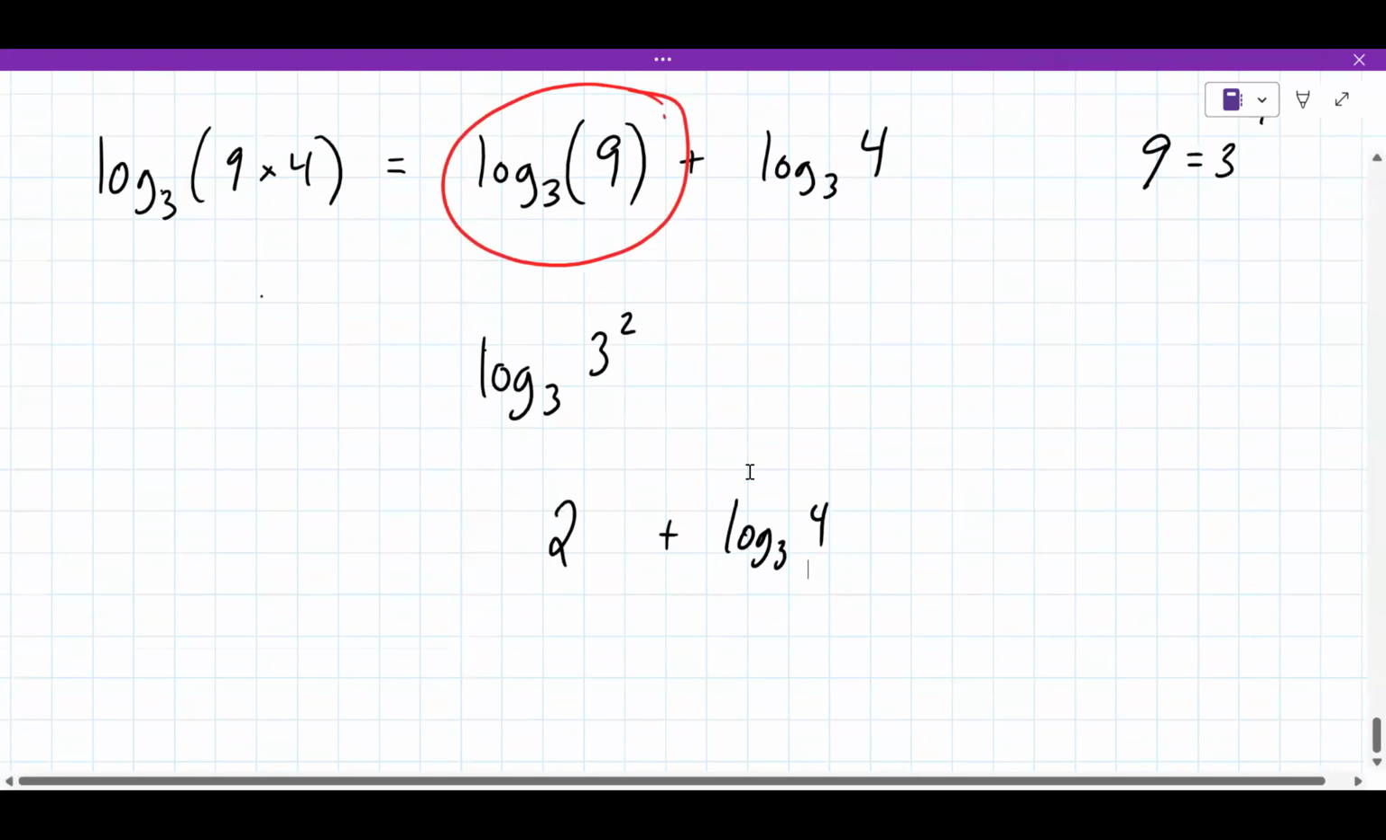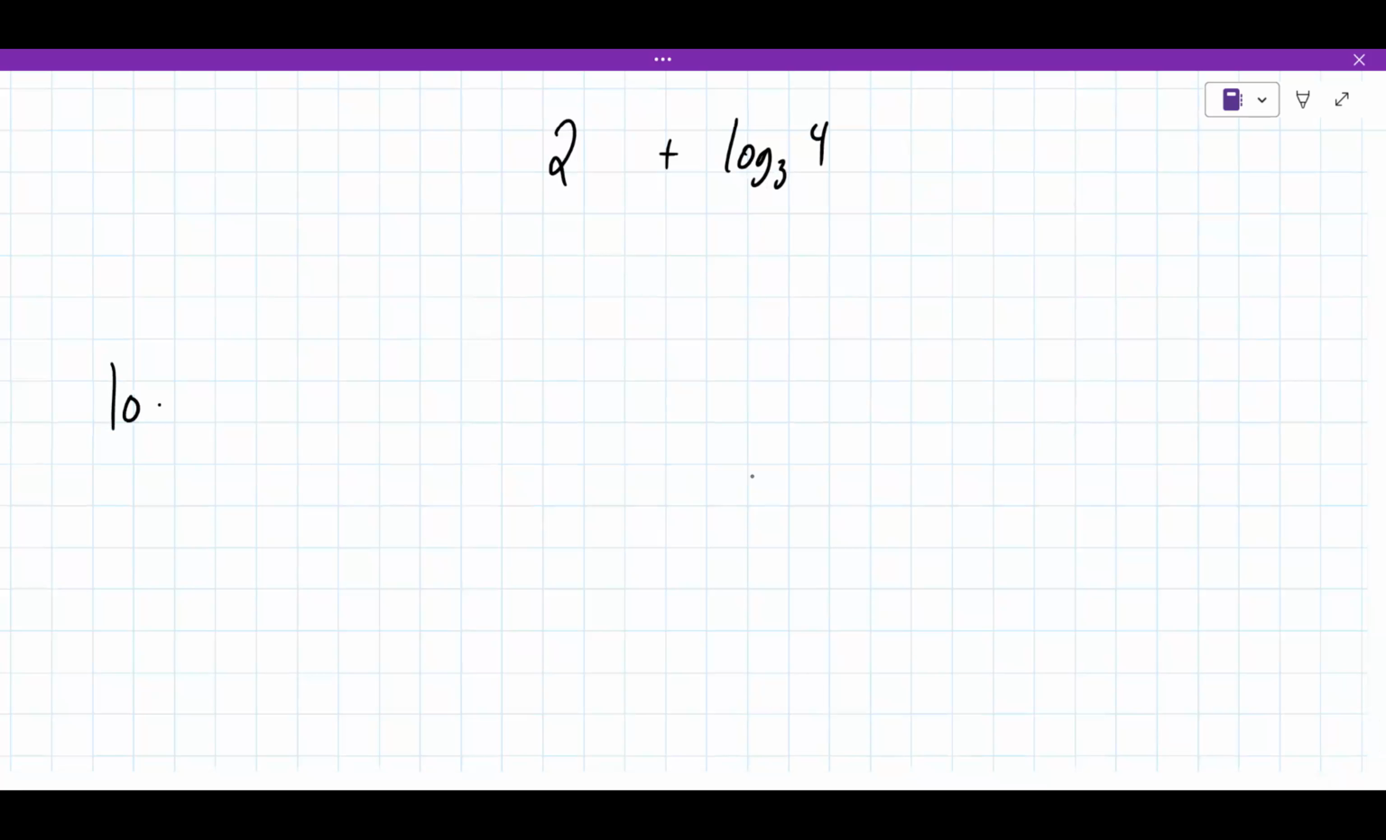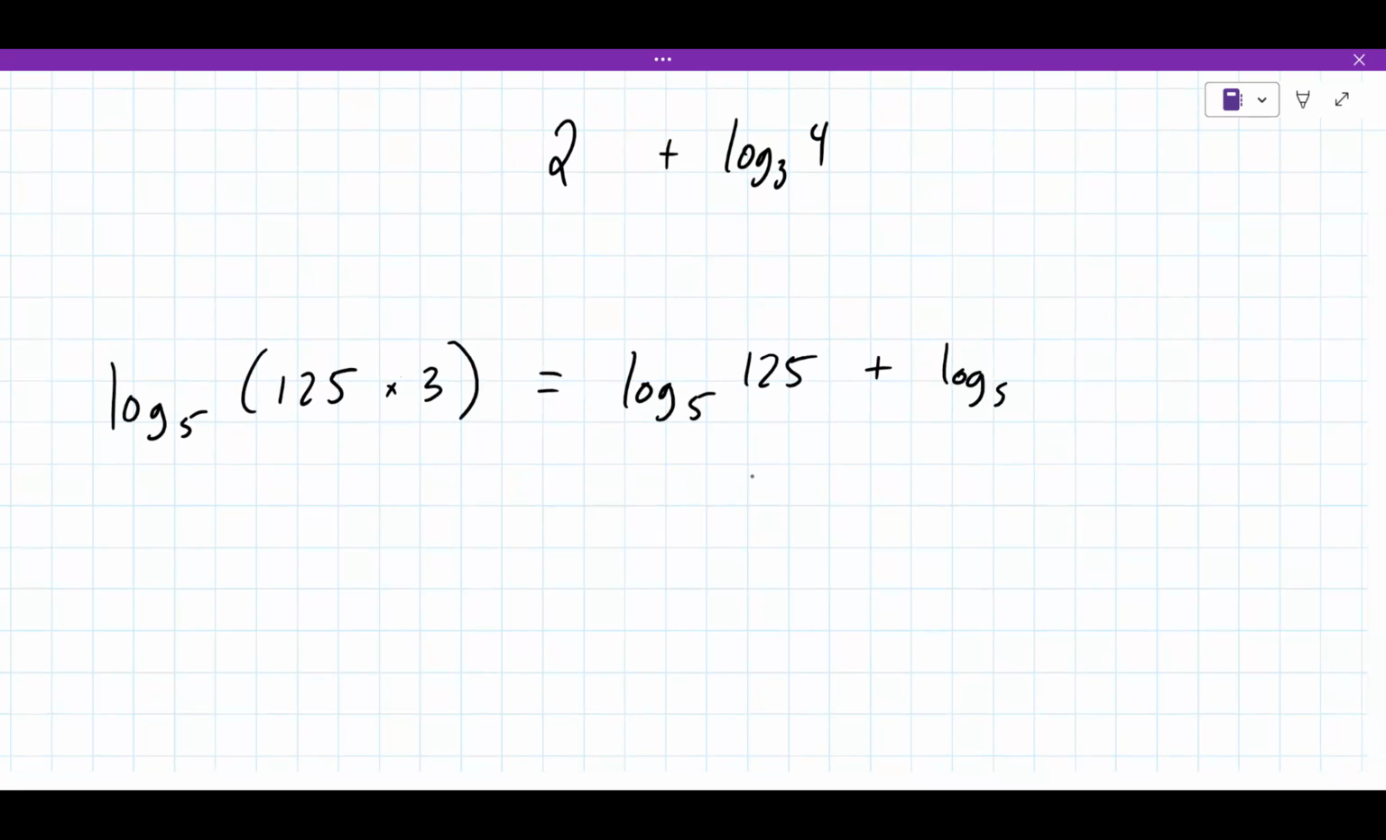Right. See if we can do one more here. Log base 5 of 125 times 3. So this becomes log base 5 of 125 plus log base 5 of 3. So that product becomes a sum. Take a look at this one here and see if you can simplify it, please.